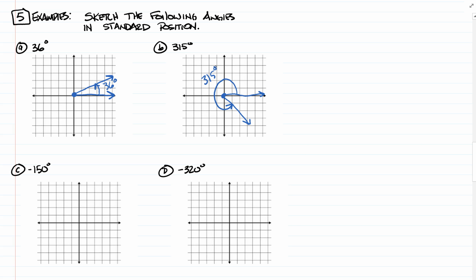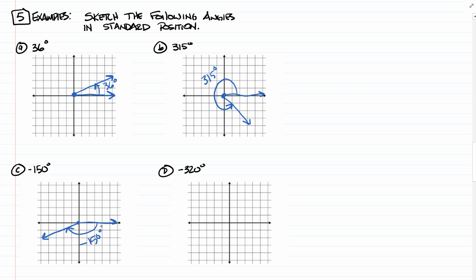Negative 150 degrees. Well, okay, if it's a negative angle, I'm going to be swinging in a clockwise direction. And negative 150 is just 60 degrees more than 90. So it's like a 60-degree angle there. So it would end up looking like this. Because this is my negative 90, and then this would be my negative 60. So if I add that up, I get negative 150. You don't have to put these in there if you don't want to, but I would put negative 150 down here. I'm just showing you how I got it.